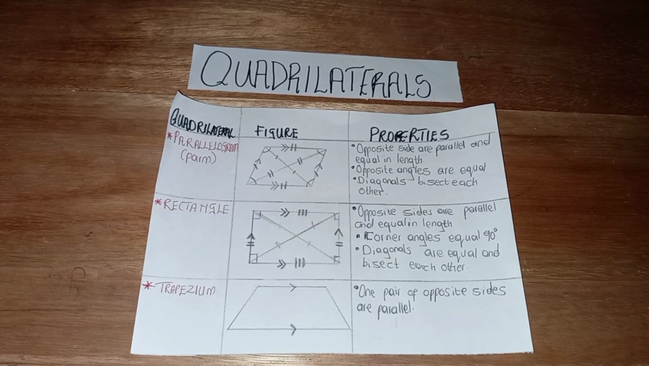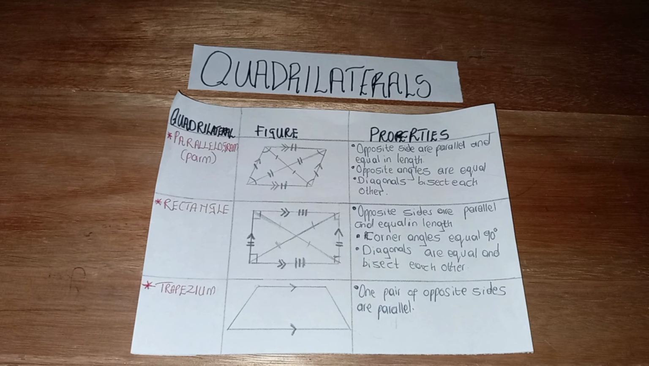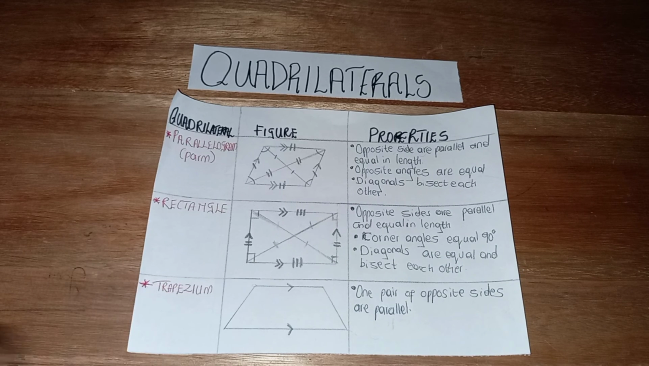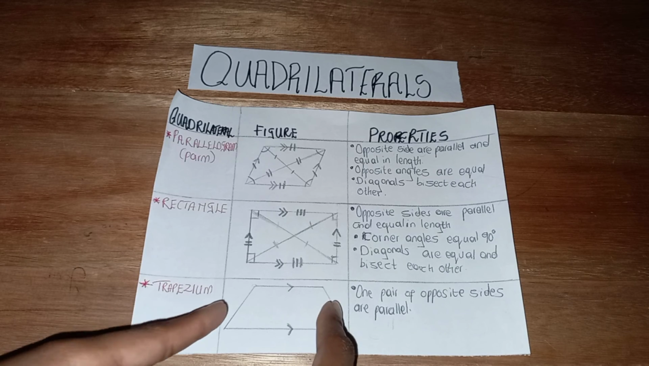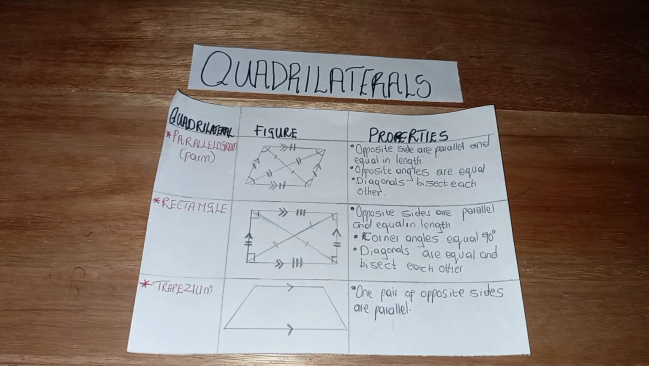The last type of quadrilateral we're going to look into today is the trapezium. A trapezium is not really complicated. It doesn't have a lot of properties. The one property that we have is that one pair of opposite sides are parallel. I've marked the pair of opposite sides that are parallel to each other. We cannot say this second pair is parallel to each other because, as you can see, if we extend these two lines, they will cross each other, and parallel lines never meet or cross each other.